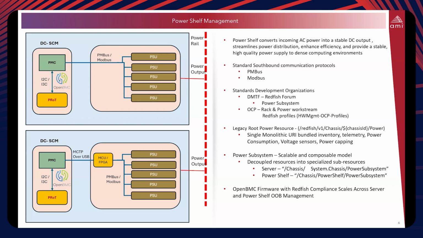And there are two standard bodies that define standards for out-of-band management. The first one is DMTF Redfish, and the second one is OCP Hardware Management Working Group. These two bodies complement each other. Redfish defines the Redfish API specification, and OCP hardware profiles define subsets of Redfish resource properties that need to be implemented in various devices like PowerShelf, liquid cooling, and so on.